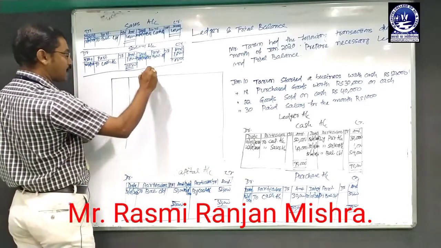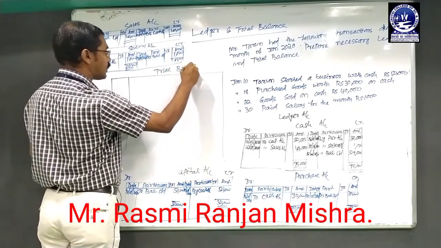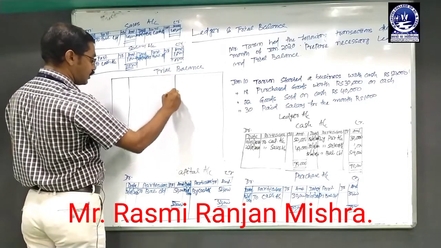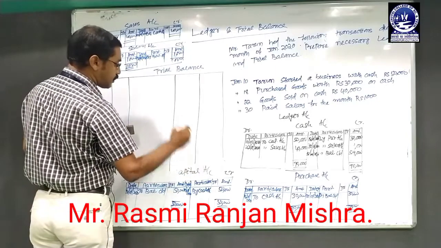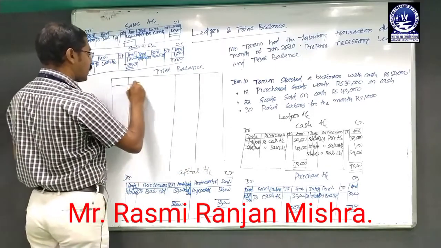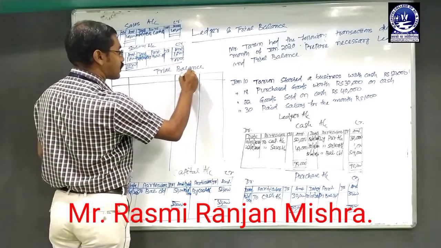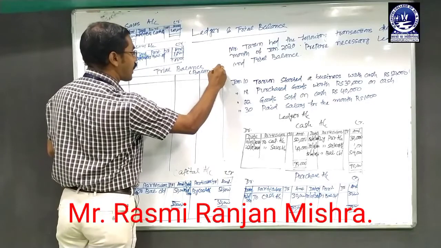The method, or the format, of preparing the trial balance, I am now showing in front of you. The first is your serial number, then the title of the accounts, then debit balance, and another one is credit balance. As it is based on the balance method, we have to mention the trial balance as balance method.